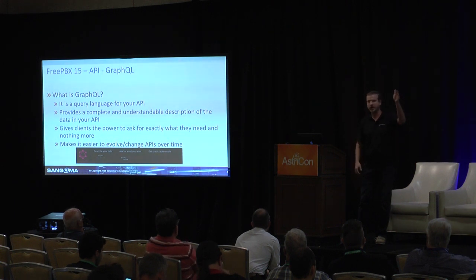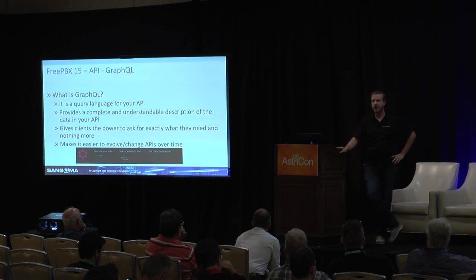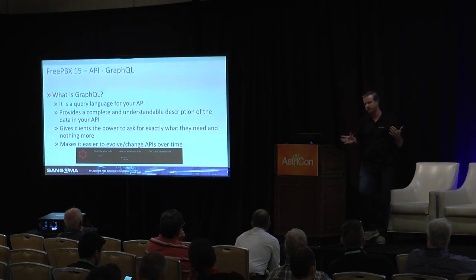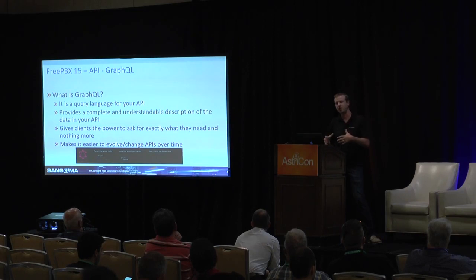So you ask for extensions, and in the extensions, you ask for the voicemail. And what happens is in FreePBX, the voicemail actually talks to GraphQL at the same time that extensions do, so you get all that at one time. So it's all about asking for data at one time and getting a response back at one time instead of calling out multiple times to different APIs.